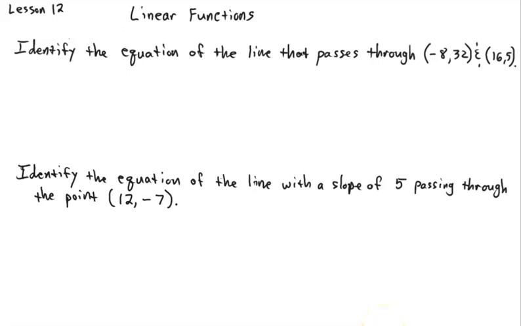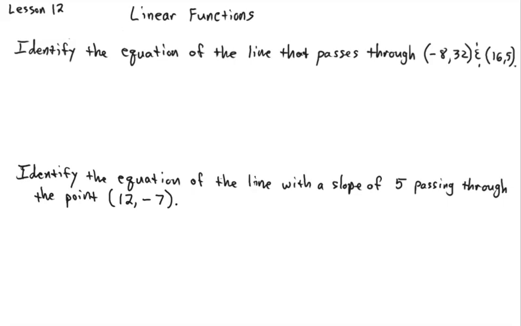So here are a couple situations. These are very common. We're told to identify the equation of a line that passes through 2 points, and we're going to try and identify both the slope-intercept and the point-slope form. Then this one says identify the equation of a line that has a slope of 5, and it passes through the point 12, negative 7. So in this first one, we're given 2 points but no slope.